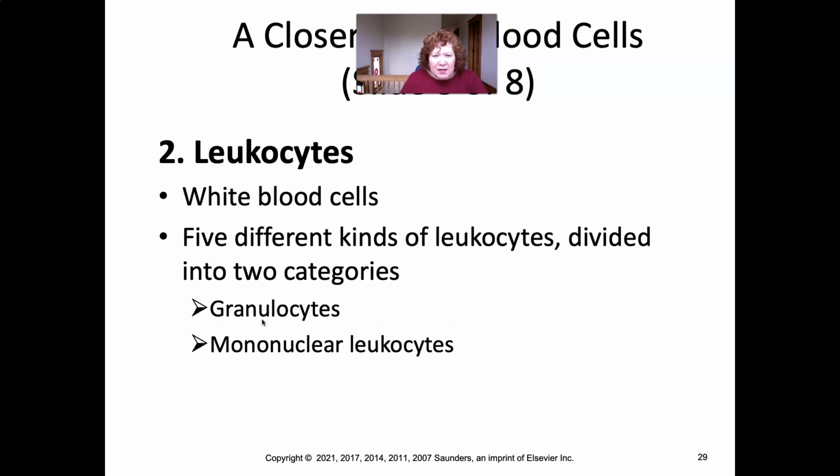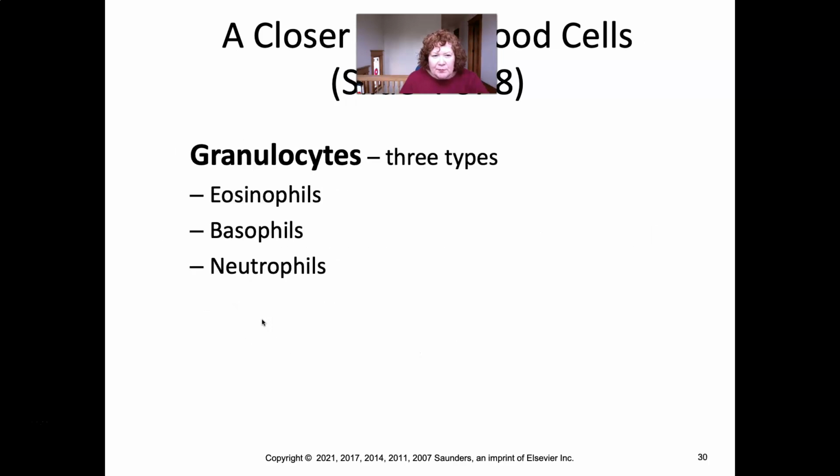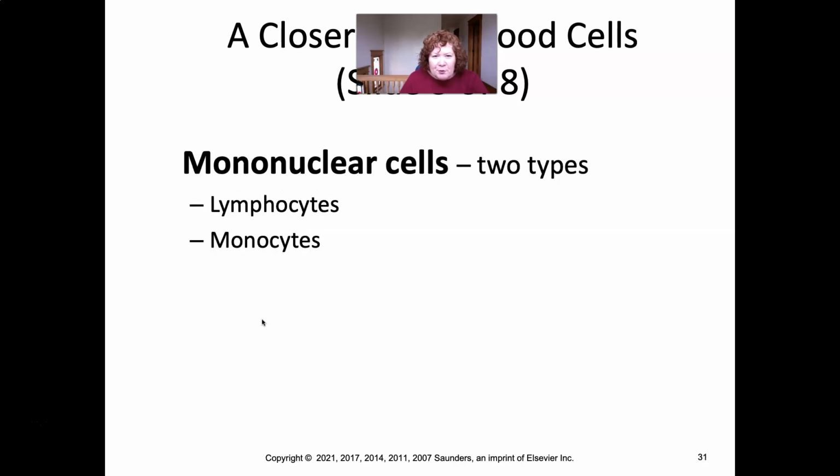Leukocytes are those white blood cells. There are 5 different kinds. They are divided into 2 categories, granulocytes and mononuclear leukocytes. And granulocytes, there are 3 types of those: eosinophils, basophils, and neutrophils. Mononuclear cells, there's 2 types, lymphocytes and monocytes.